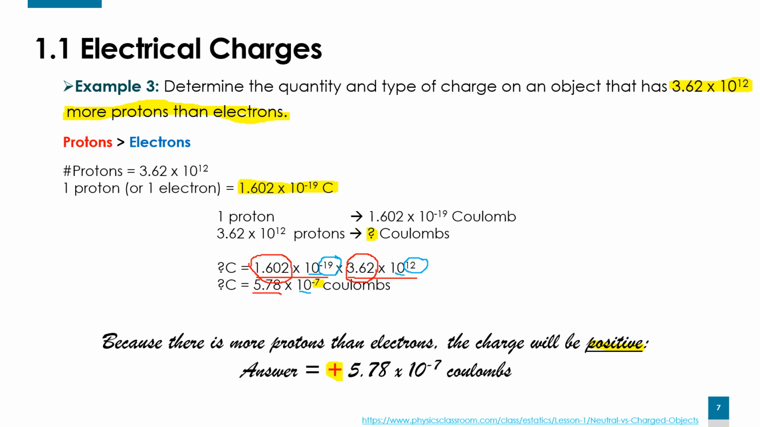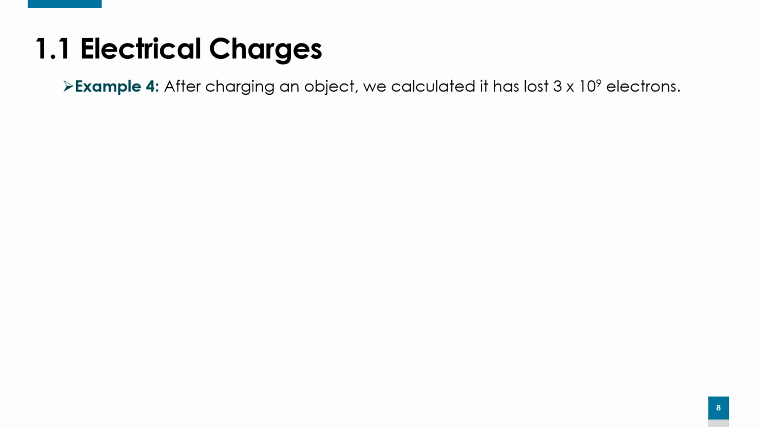Understood? Okay, let's do one more. I guess it's going to be more clear. After charging an object, we calculate it has lost 3.10 to the power of 9 electrons. So it lost 3.10 to the power of 9 electrons. Is the resulting charge positive or negative? Negative. Why? If I lost electrons, what's going to happen?